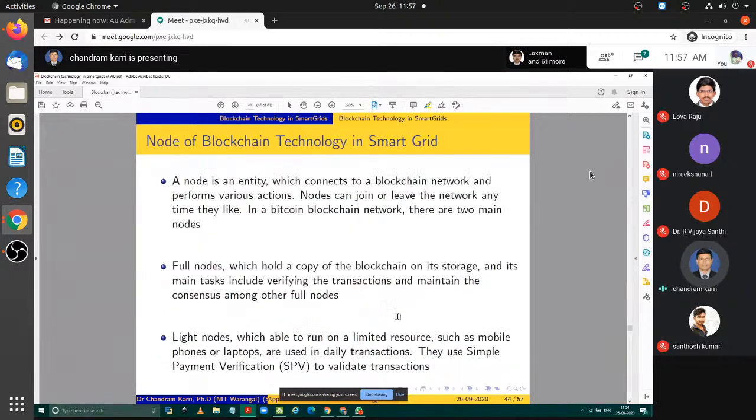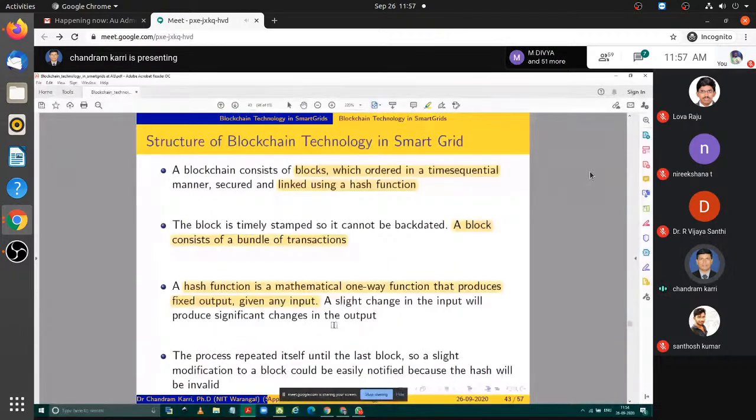If there is any slight change in the input, it will produce a significant change in the output. For example, if a 4-digit number is given to you and you type one digit wrong, that won't be executed in that particular block. That is some kind of benefit with this blockchain.